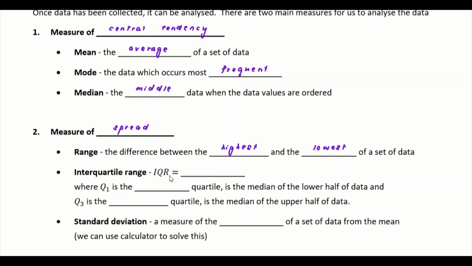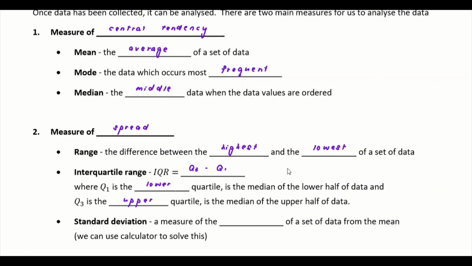Okay, so for the interquartile range, the short name that we use is IQR. So it will be equal to Q3 minus Q1. Okay, so Q1 is the lower quartile, so it's the median of the lower half of the data, and Q3 is the upper quartile, so it's the median of the upper half of the data.